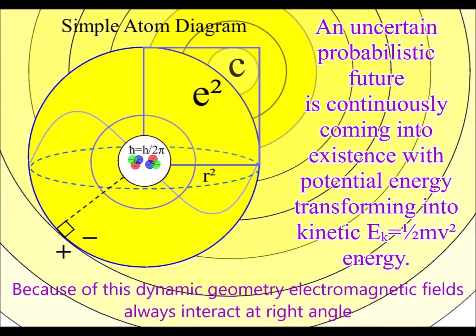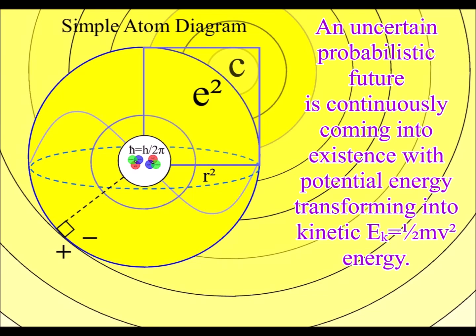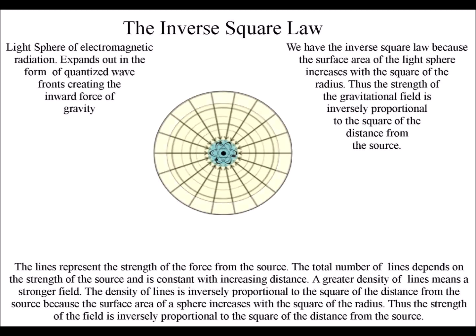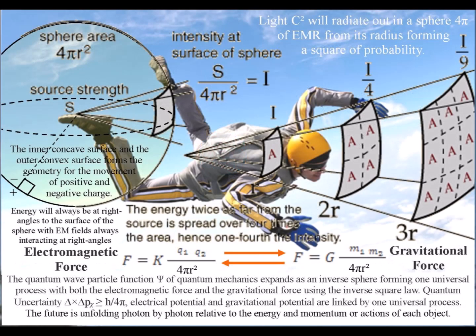electrons. The spontaneous absorption and emission of photon energy is continuously cascading down from the sun, with spherical shells forming greater degrees of freedom for statistical entropy and the irreversible processes of classical physics, such as heat energy always flowing from hot to cold, and friction always changing motion into heat. As this dynamic spherical geometry arises, it forms the inverse square law of electromagnetic and gravitational fields, with gravity, inertia, and mass being emergent properties.